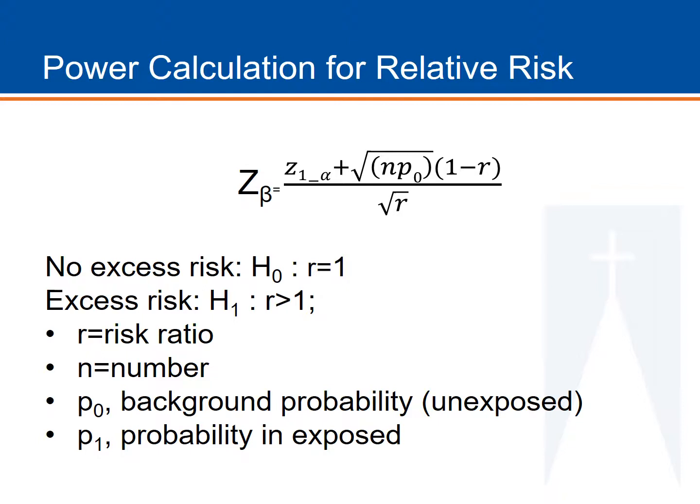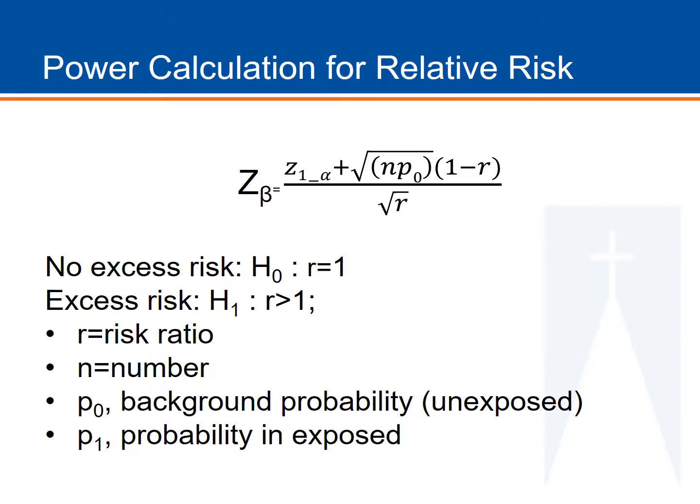Again, we're using the alpha cutoff of 0.05. And it depends on the number you have in your sample size. So that's the n value. And the p naught is the background probability or the proportion or prevalence given as a probability in the unexposed in your population. So we call that the background proportion. And then your R there is your relative risk.